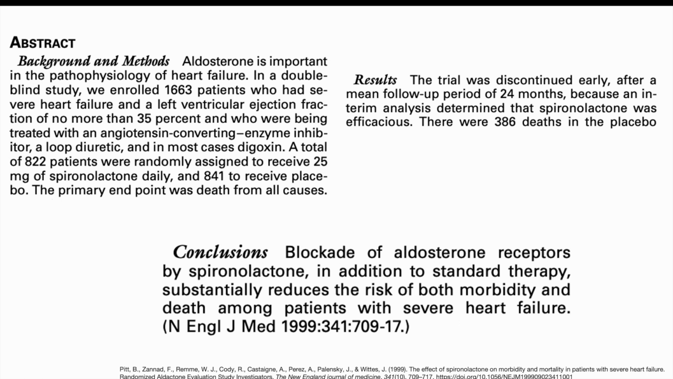A total of 822 patients were randomly assigned to receive 25 milligrams of spironolactone daily and 841 to receive placebo. The primary endpoint was death from all causes. Results: the trial was discontinued early after a mean follow-up period of 24 months because an interim analysis determined that spironolactone was efficacious. So that's important to keep in mind. And then the conclusions of this article are the blockade of aldosterone receptors by spironolactone in addition to standard therapy substantially reduces the risk of both morbidity and death among patients with severe heart failure. So this sounds promising.